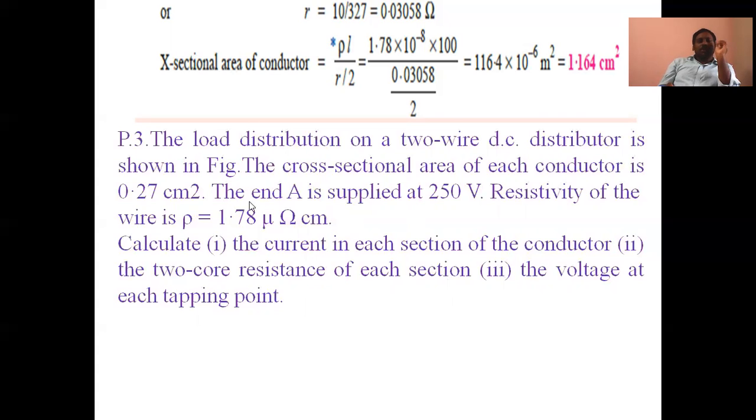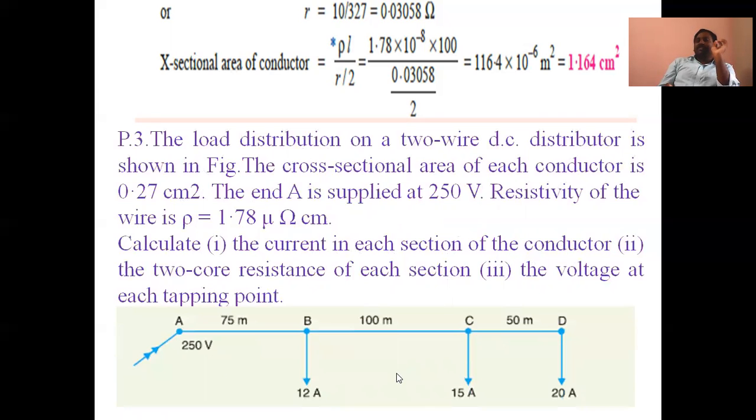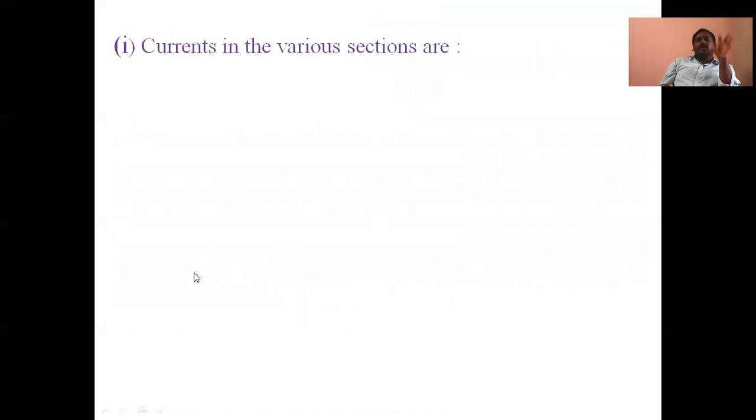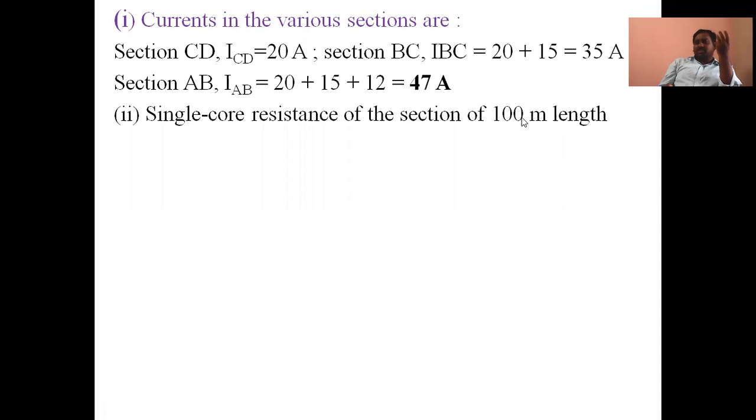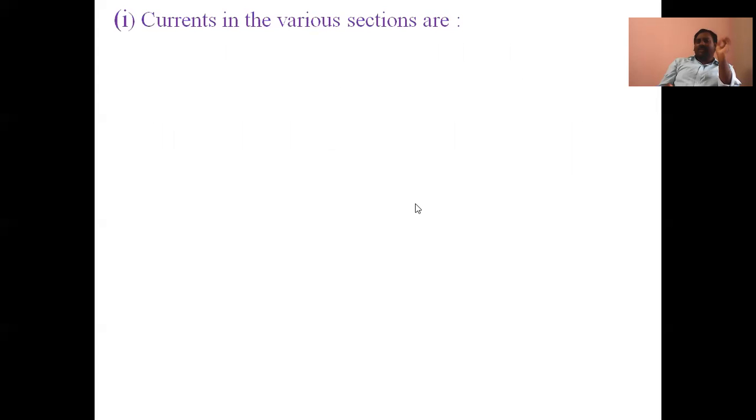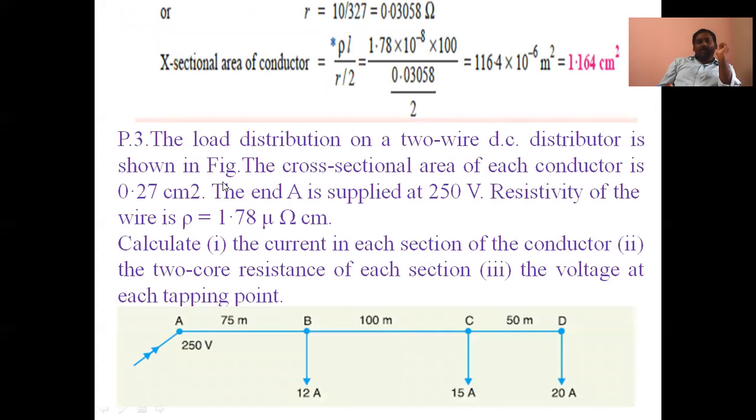So here the distributor is supplied at 250 volts, and only one end is fed. The current in each section of the conductor is concentrated like this, and it is fed at one end. That's why the given data is the current in the sections, which we will calculate as usual, starting with section AB. From that, we can calculate the single core resistance of the section of 100 meter length. Here 100 meter means up to this point.